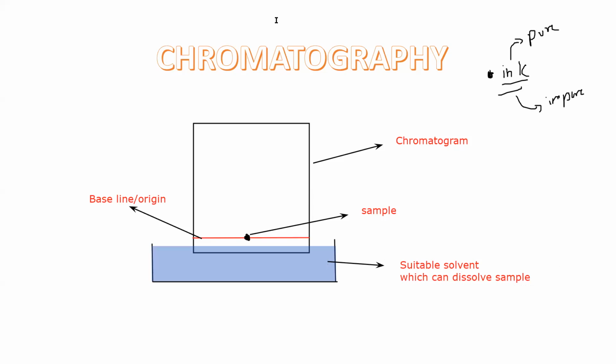Now what will happen when you place this chromatogram into a container which is filled with a solvent? This chromatogram is a paper, like a filter paper or a tissue paper, so it will absorb the solvent. When it soaks up the solvent, the solvent will rise on the chromatogram. This is how the solvent will rise. Like this is the position of the solvent right now. But when you place this chromatogram, the solvent starts to rise.